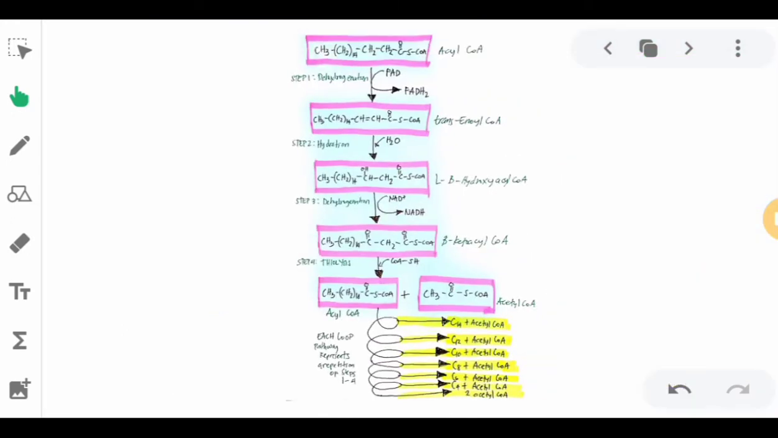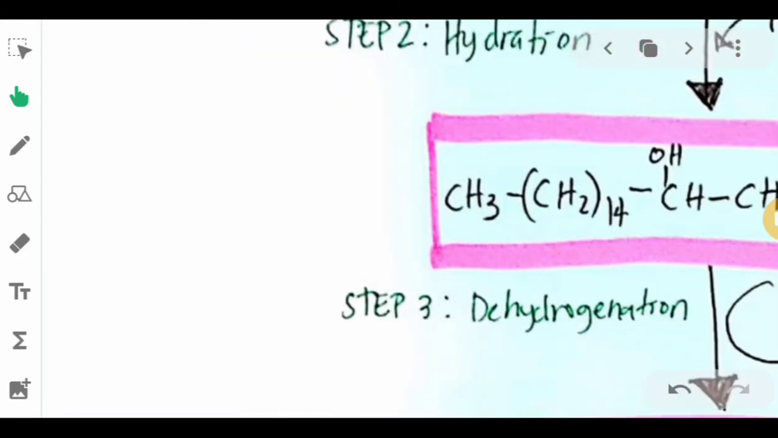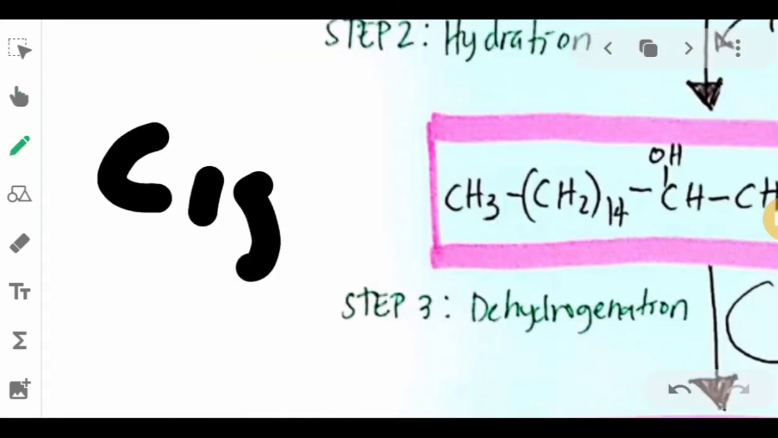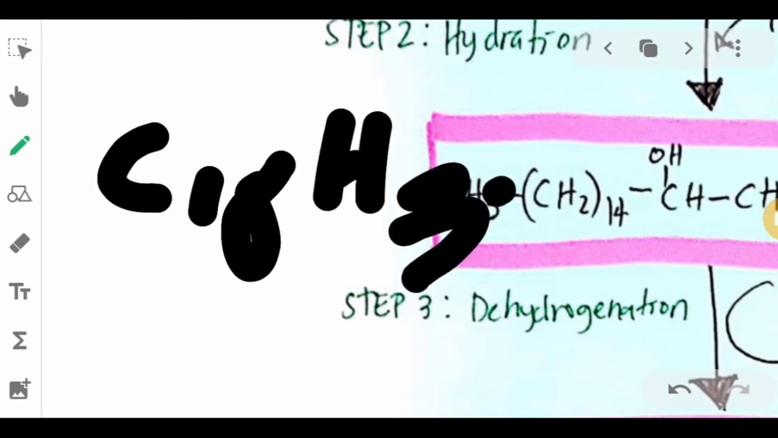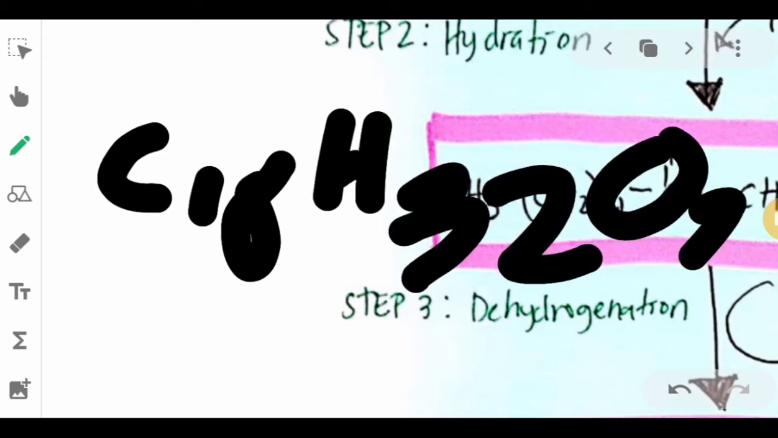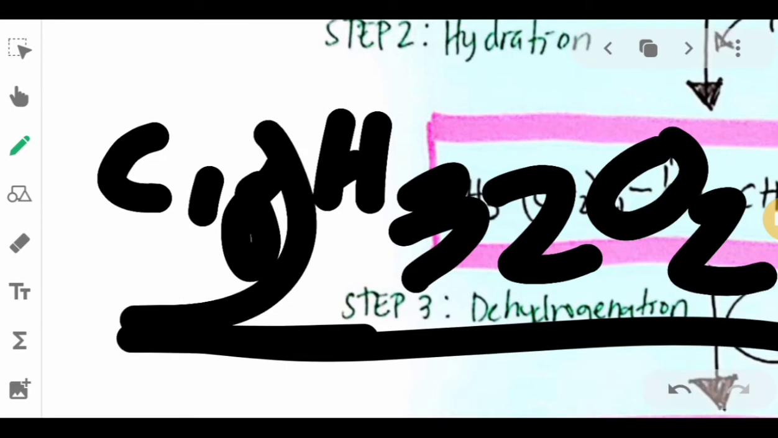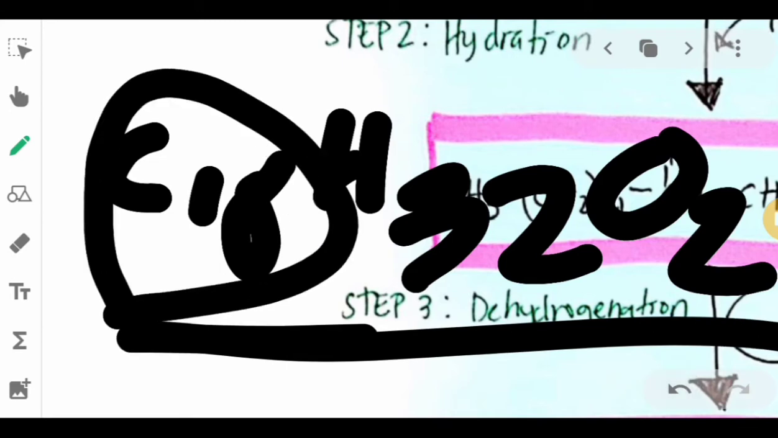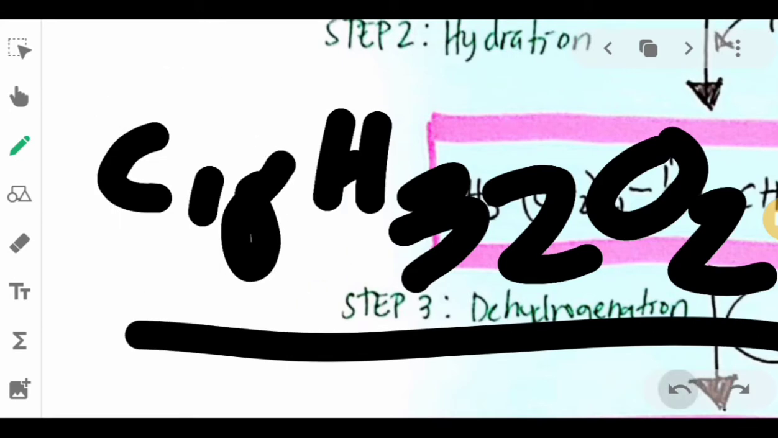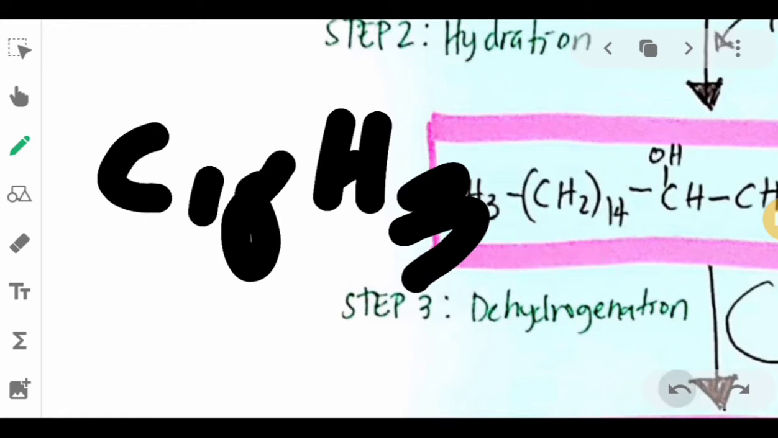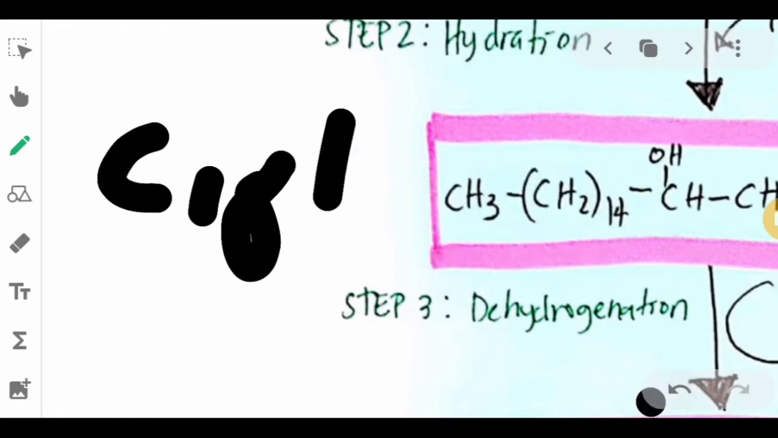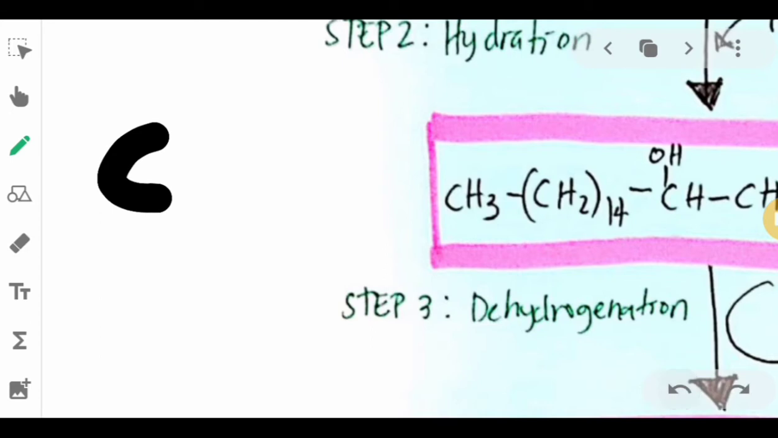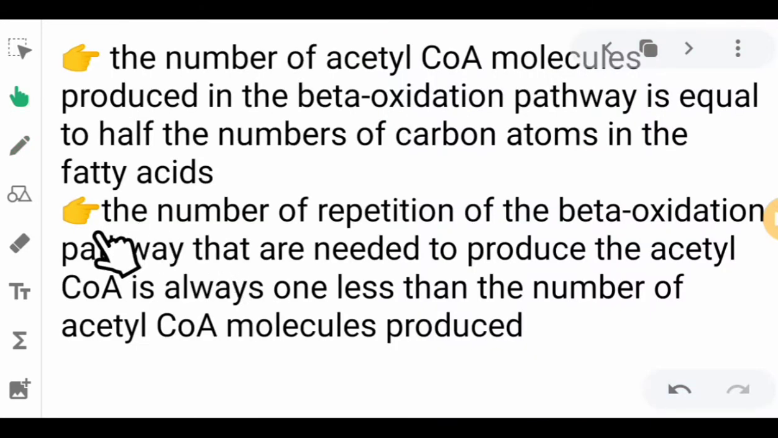This is the pathway for stearic acid, and the formula for stearic acid is C18H32O2. This is the chemical formula of stearic acid. From this observation, this is an 18 carbon fatty acid. So to determine how many times the cycle or the steps should be repeated, this is the rule to determine the number of repetitions.